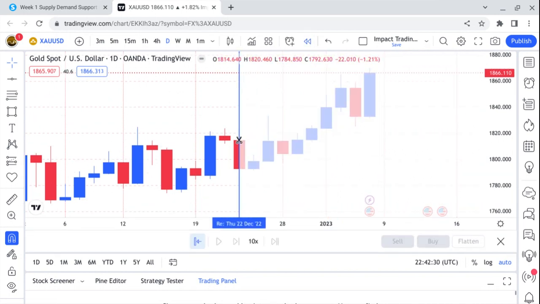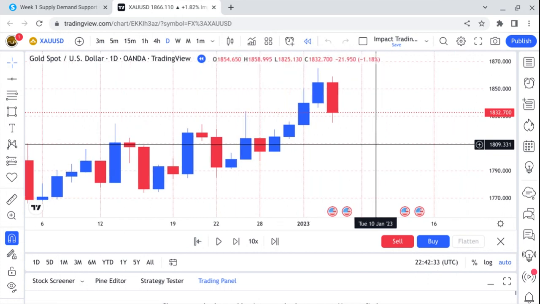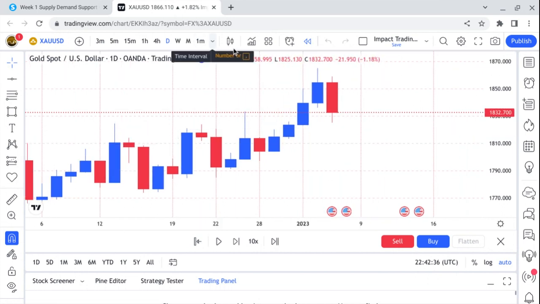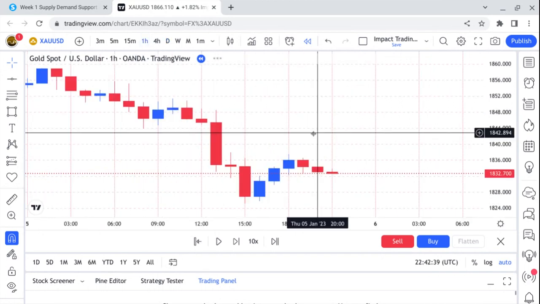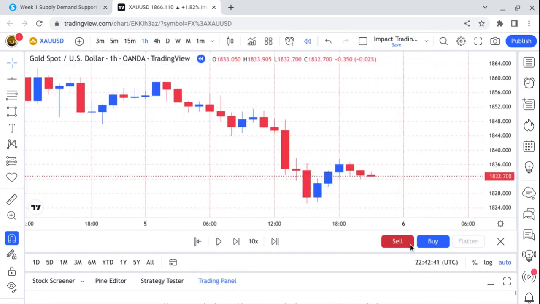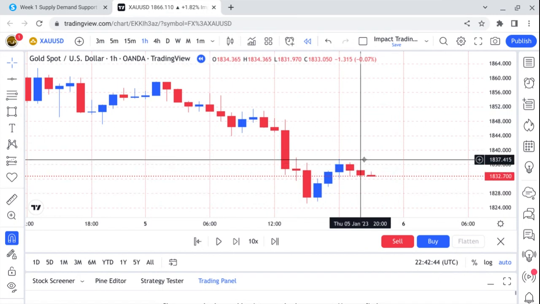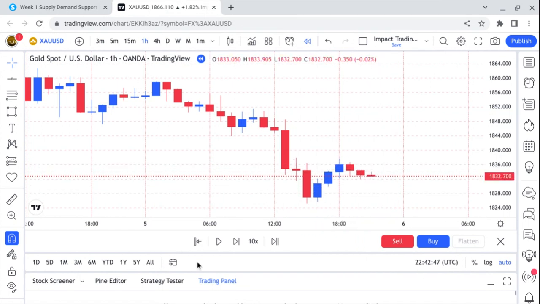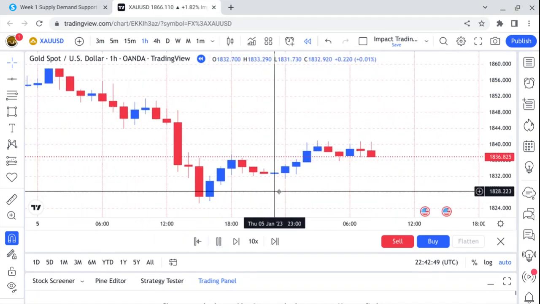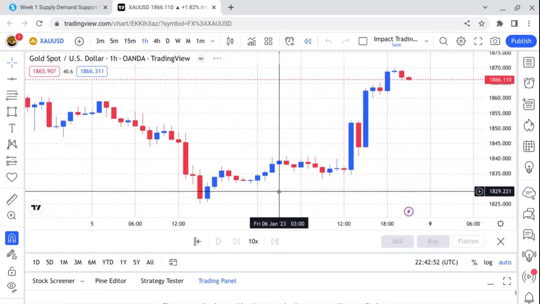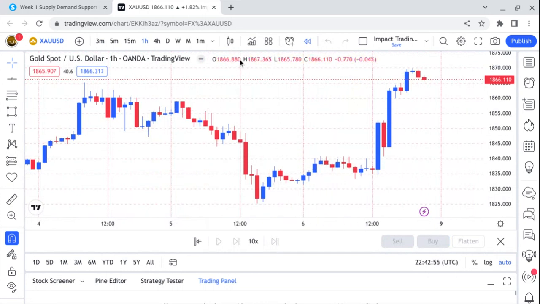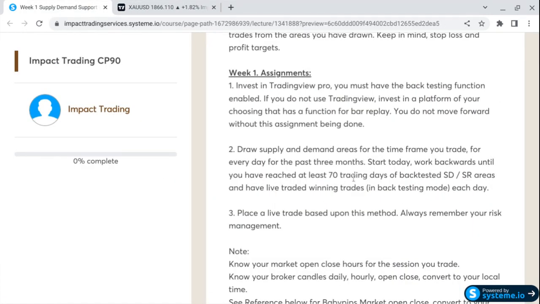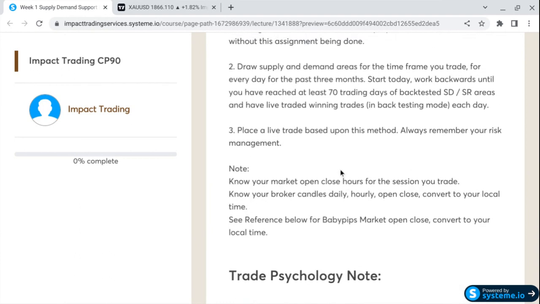But in order for you to do that, you'll need a backtesting function. So whether it's TradingView Pro or another software, you'll need to be able to backtest so that you can actually do live trading. This is sell and buy, so you'll do live trading based on areas where you would have placed trades during the day. So you need a backtesting tool in order for you to do your trade practice. And then in week one, once you've done backtesting, we want you to place a live trade based upon this method. And then always remember your risk management.